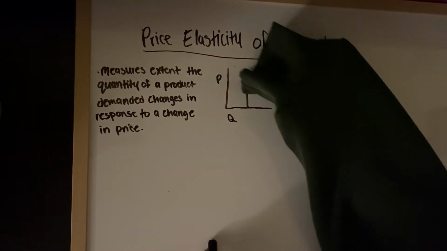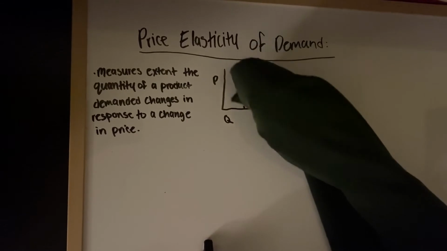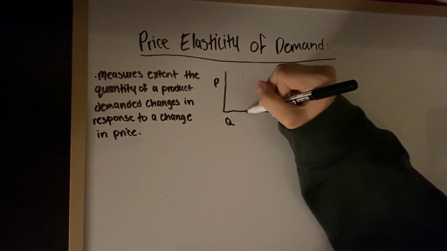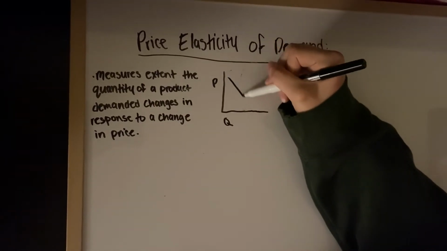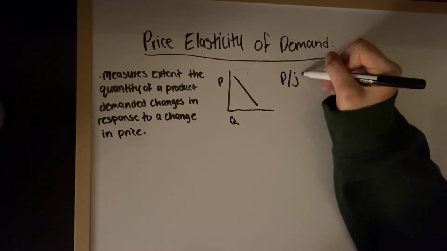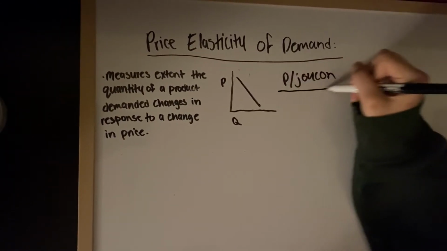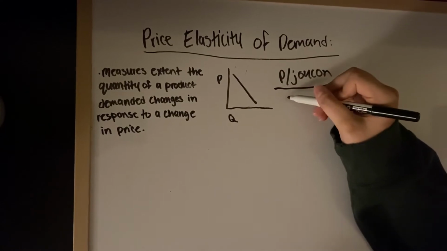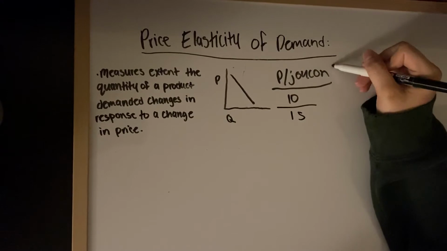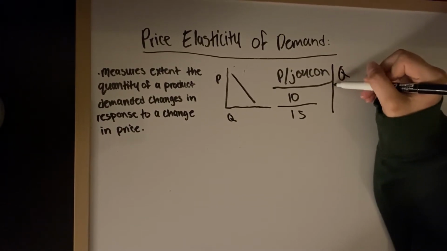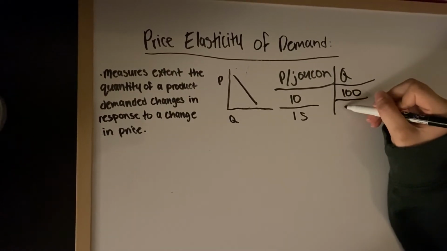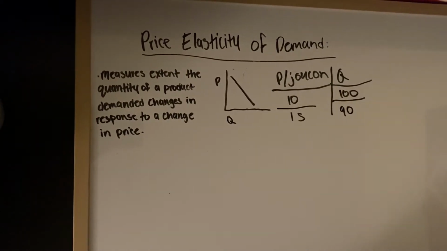So the next one, relatively inelastic, tends to look like this. And so let's say the price per Joy-Con is like 10 and then 15, while the quantity is 100 for 10 and then 90 for 15.